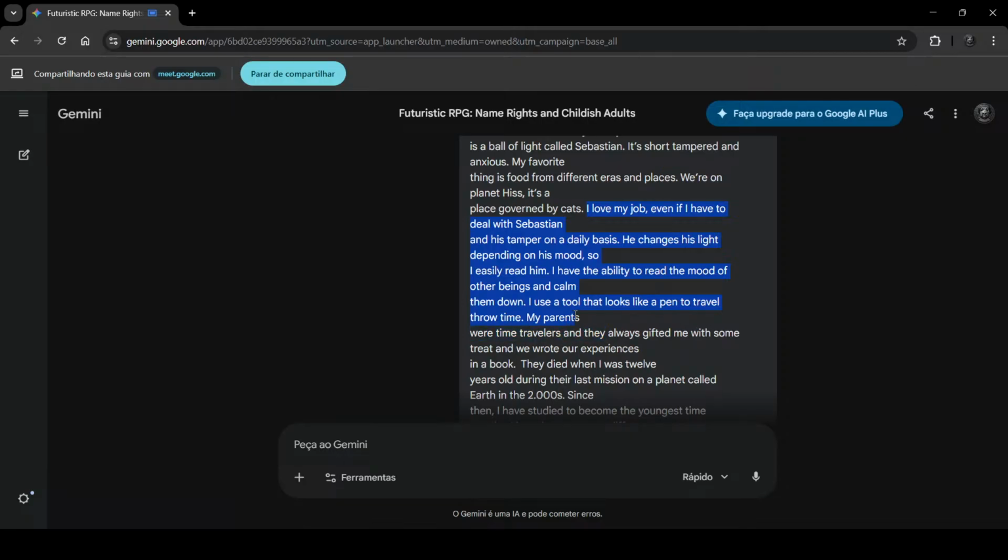So you may start reading this part. I love my job, even if I have to deal with Sebastian and his temper on a daily basis. He changes his light depending on his mood, so I easily read him. I have the ability to read the mood of other beings and calm them down. I use a tool that looks like a pen to travel through time.